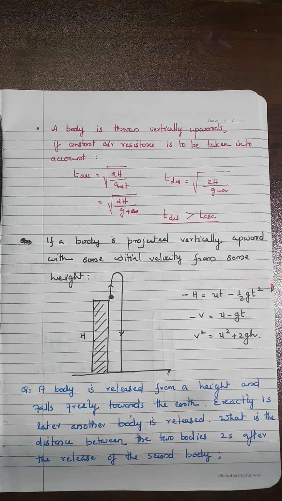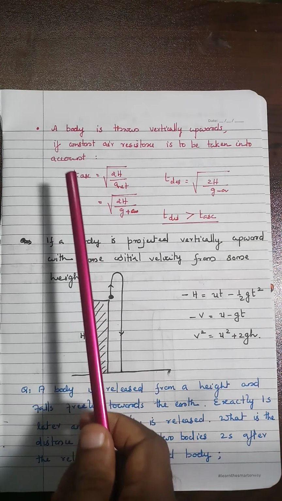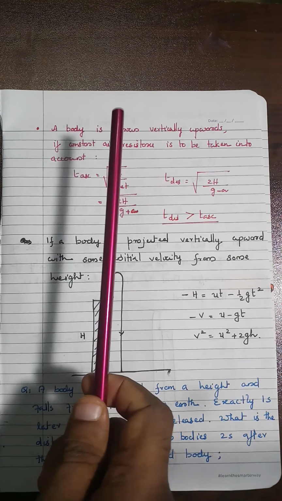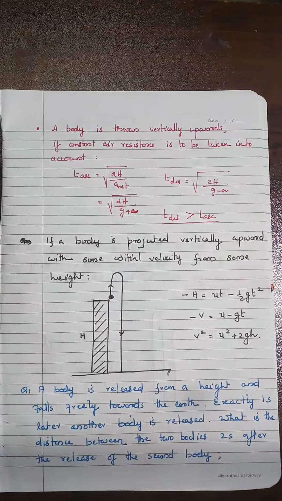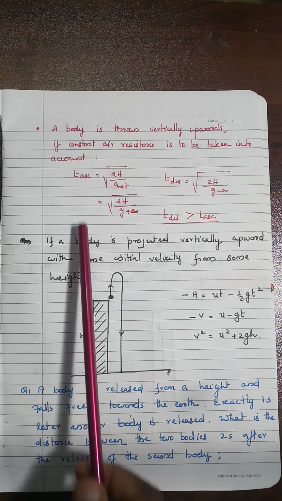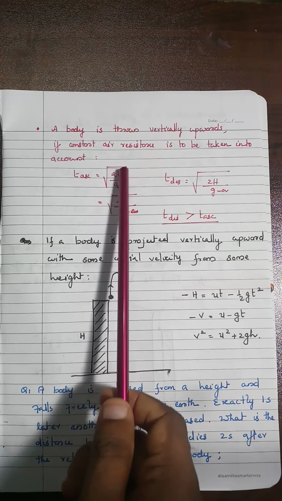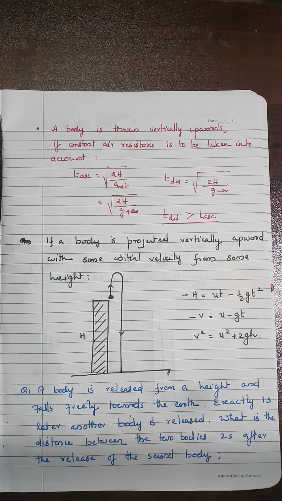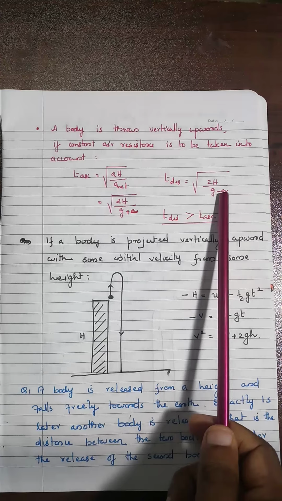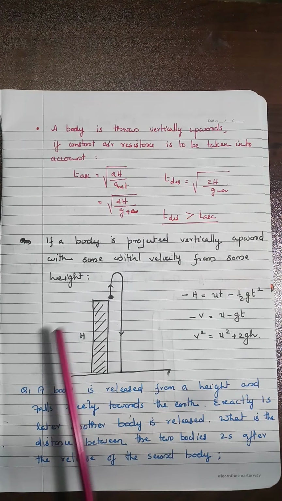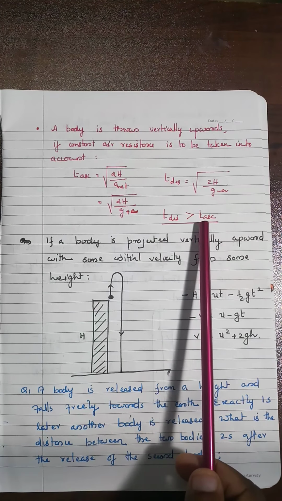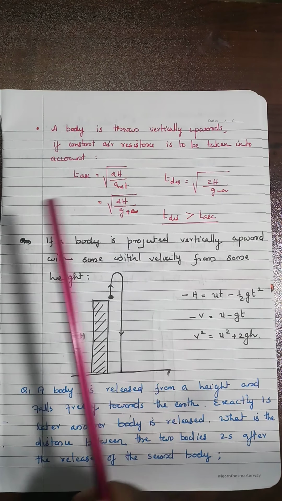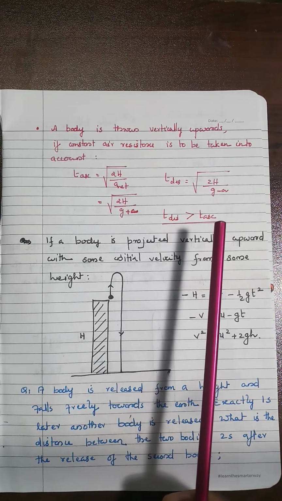See, in the normal cases, we neglect the air resistance. What happens if we consider the air resistance? During the time of ascent, we get the value root 2h by the acceleration as g plus a. For descent, it becomes g minus a. And keep in mind, the time of ascent is less than the time of descent, or the time of descent is greater than the time of ascent.